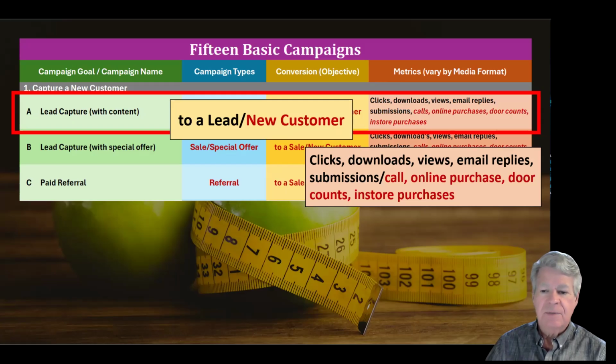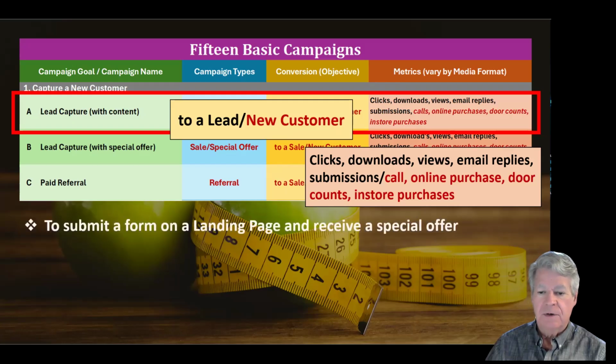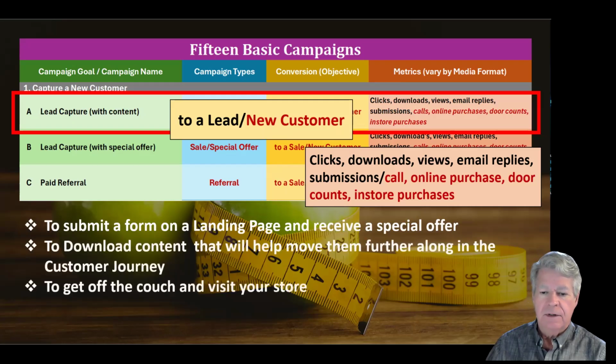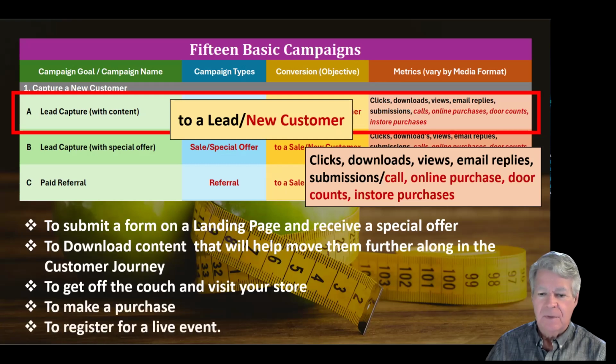Because these 15 basic campaigns are adaptable to any business model, you need to pick the action you want your prospect or customer to take, which we call the key result. Is it to submit a form on a landing page and receive a special offer? To download content that will help move them further along in the customer journey? Or to get off the couch and visit your store? To make a purchase? To register for a live event? It could be anything that makes sense based on what it is you want your prospect or customer to do.